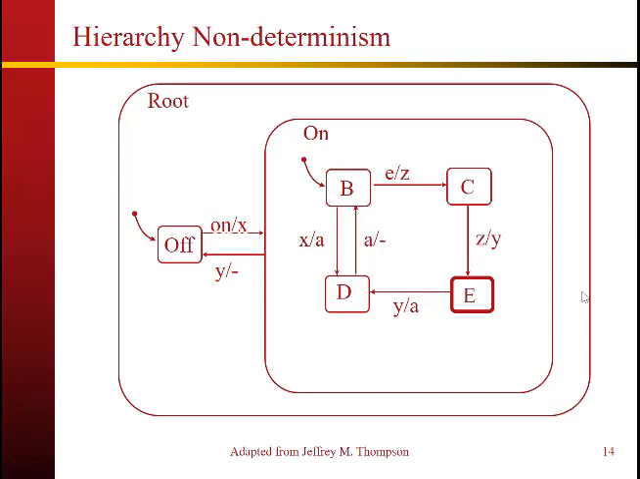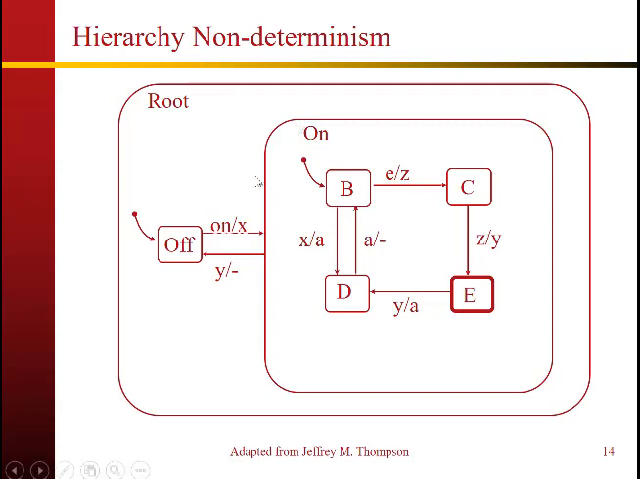Now, there's also a non-determinism that can result from hierarchy. So here is a case where you enter the root, you go into the off, and so you're in the off state. If you get an on command, you're going to move into here, which is your initial entry into on, which means you're going to go into B. But then that's going to cause an X transition, which sends you directly into D.